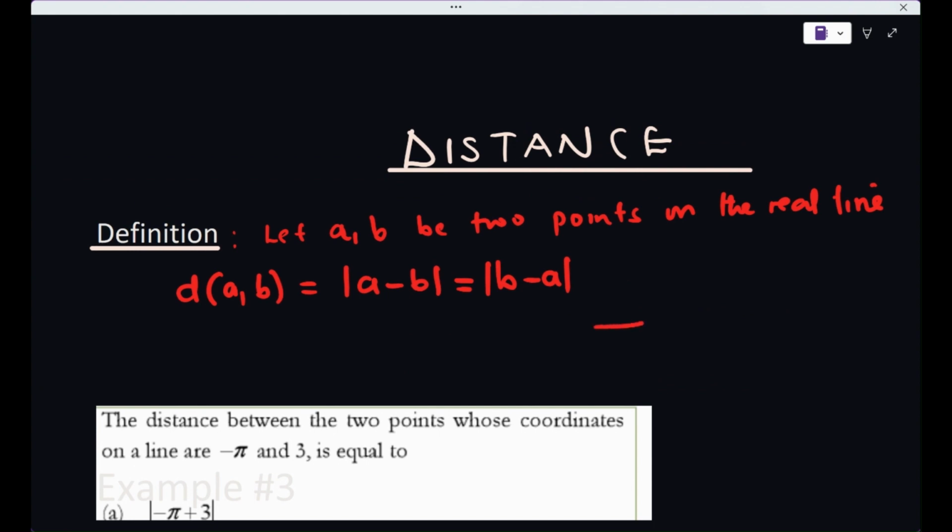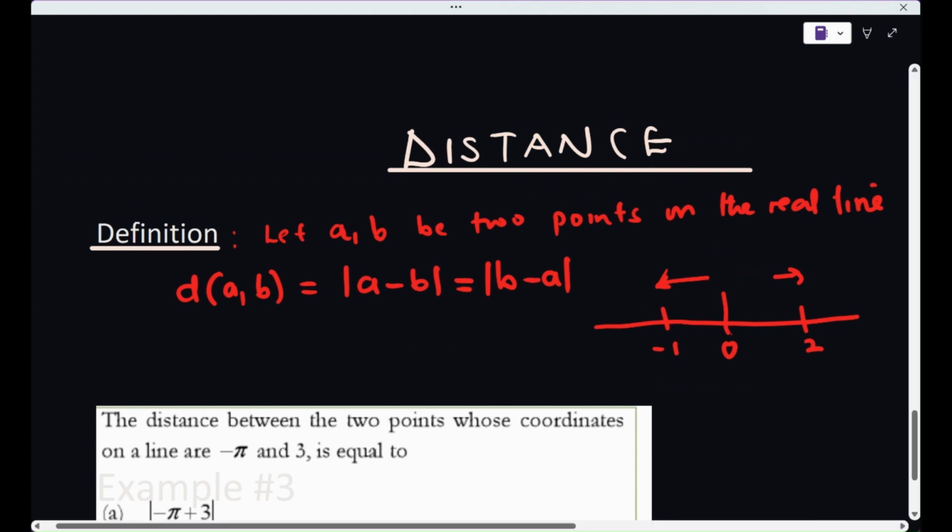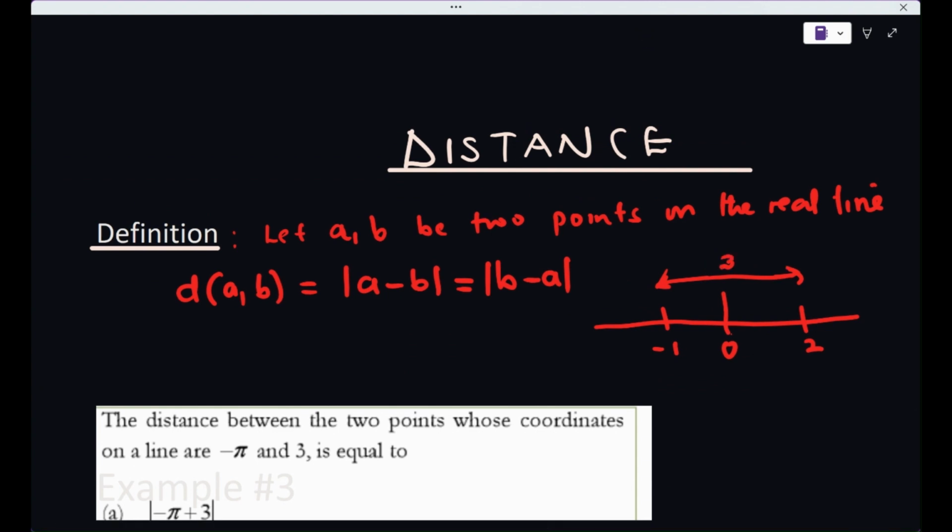So for example, if we have this, now this is 0, and now let's say this is -1, and this is 2. If we want to find the distance between this and this, what will be the distance? We know that the distance between -1 and 0 will be 1. The distance between 0 and 2 is going to be 2. So the total distance here will be 3, right? The distance between these two numbers is just going to be 3.